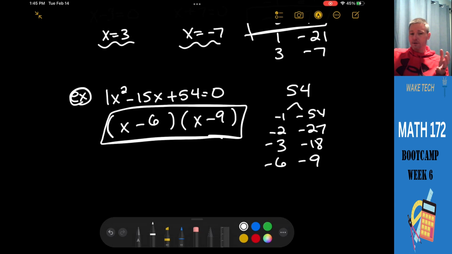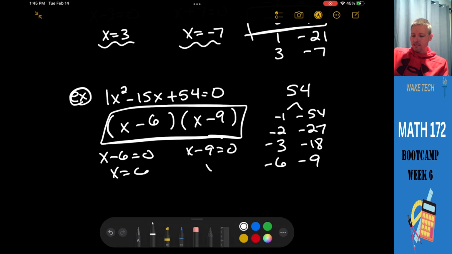Again, if we're actually interested in solving the equation, my point is to factor, but if we want to solve it, set each one of these equal to 0. That tells us x is 6 or x is 9. Questions about that one?